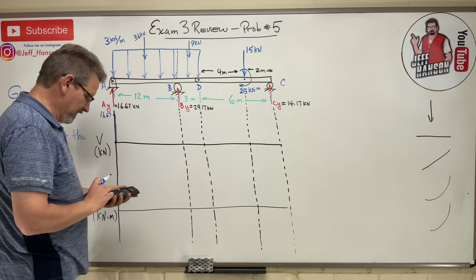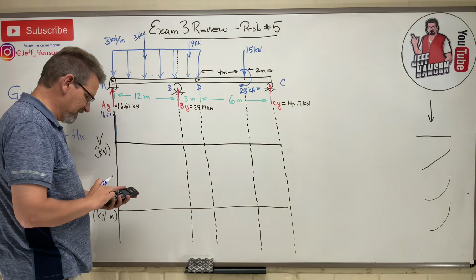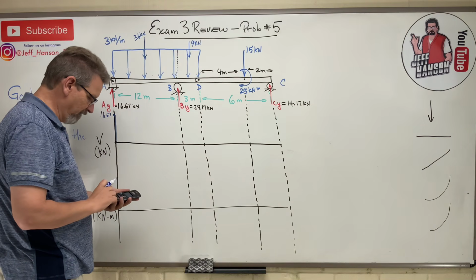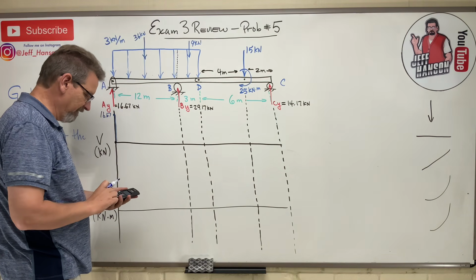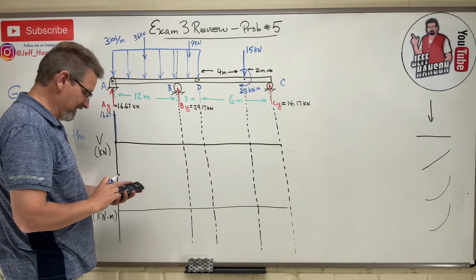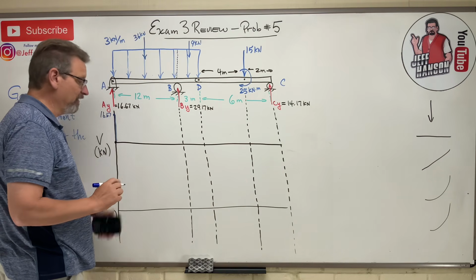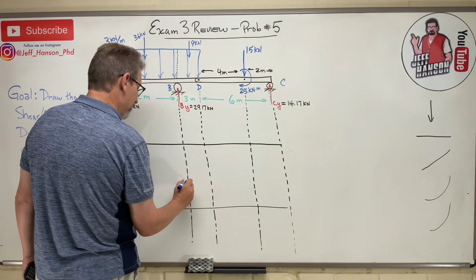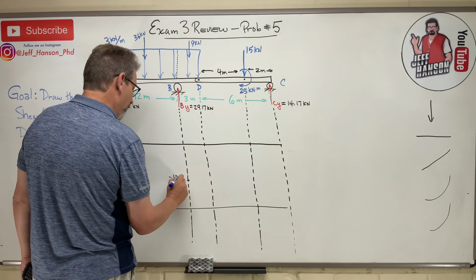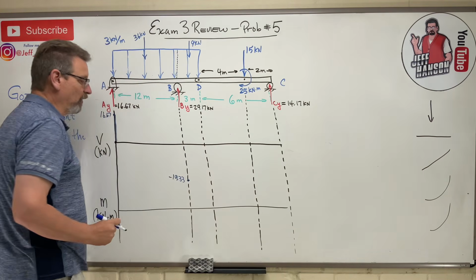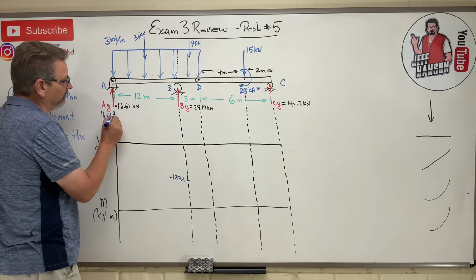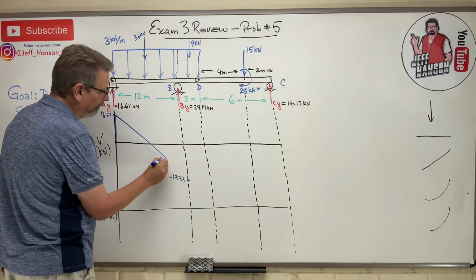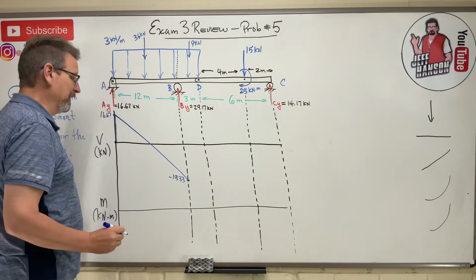So we're at 16.67. And then we're going to go down 36, which takes us to negative 19.33. Okay, that's right there. Negative 19.33. And how do we get there? Well, we get there using a straight line, don't we? That's pretty straight.